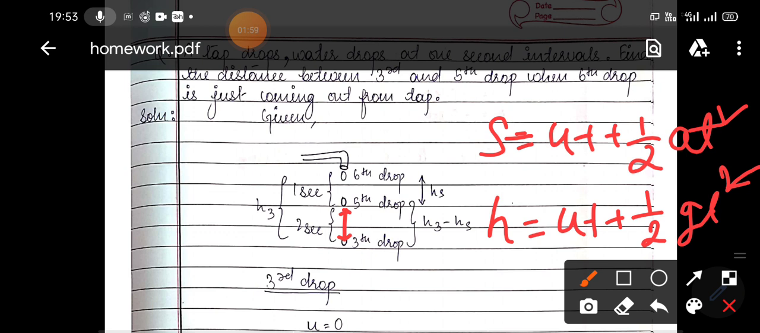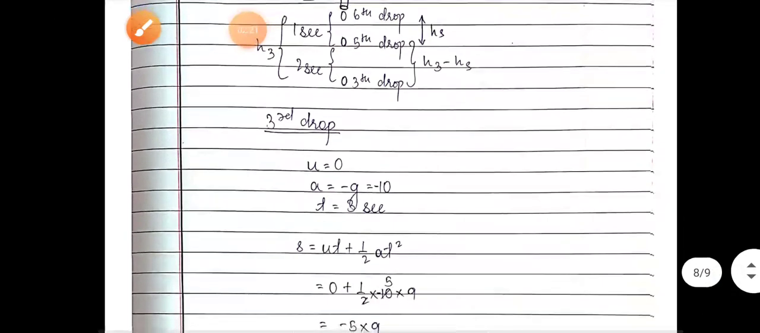Suppose an object is going upward, that means it is working against gravity. In that case also it will cover some height, not distance. So your relation will be h is equal to ut plus half gt square. Now we will apply this equation.